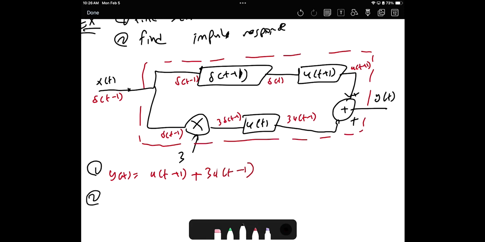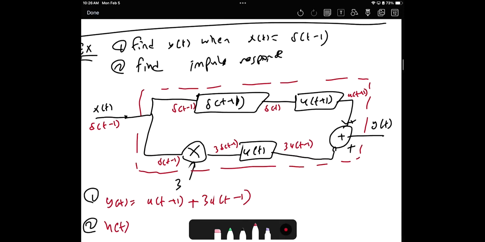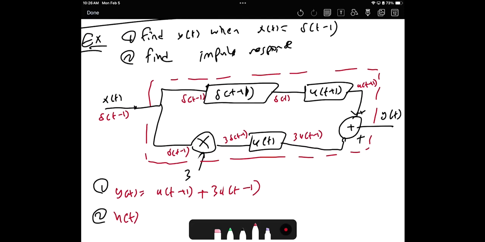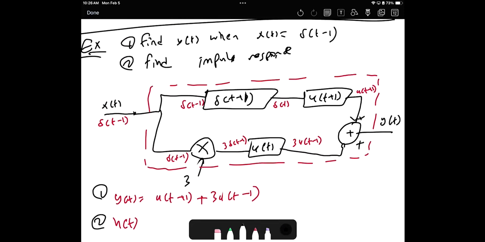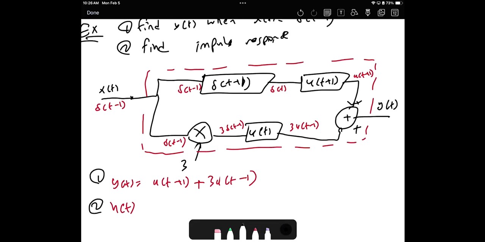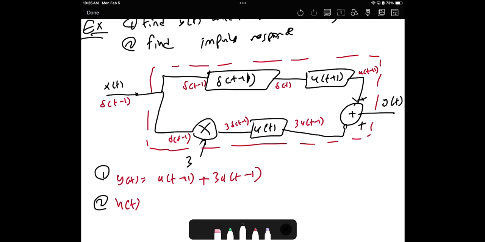Second thing, find the impulse response. The impulse response will be denoted by h of t. Notice for the first one, even though the input is delta, it's not delta of t, it's delta of t minus 1. So it's not considered the impulse response. It is the impulse response if and only if the input x of t equals delta of t alone, without anything else.